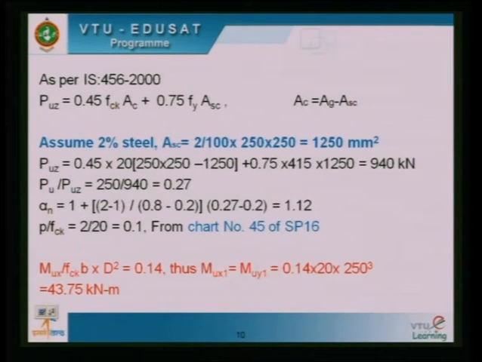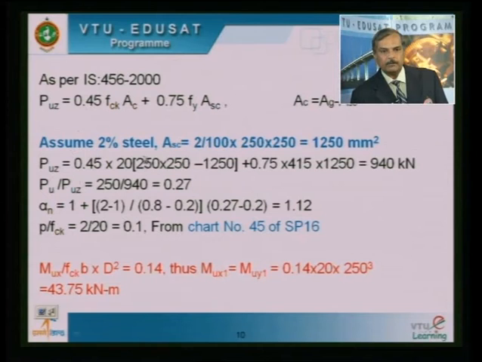Now as per IS 456-2000, we need to calculate the absolute load carrying capacity, Puz = 0.45 fck Ac + 0.75 fy Asc, where Ac, the area of the concrete, is the gross area of the concrete minus the area of the steel. Now assuming 2% of steel, this is what we start with.